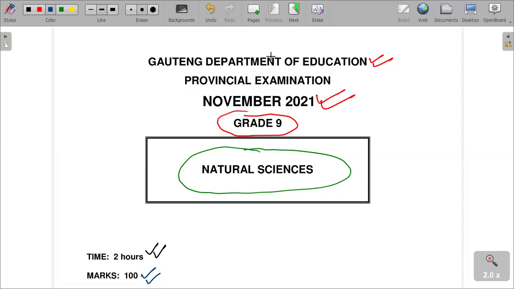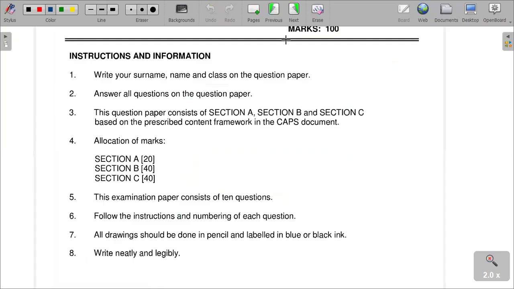You can see that this is Grade 9, 2021. It is a 2 hour paper. It is November. You can see that the paper is 2 hours and it's 100 marks. So please just check through. I'm not going to go through the instructions, but when you are going to write your exams, always make sure that you read the instructions. You can see that you answer all questions in the question paper.